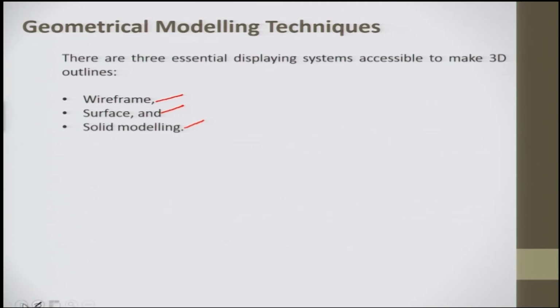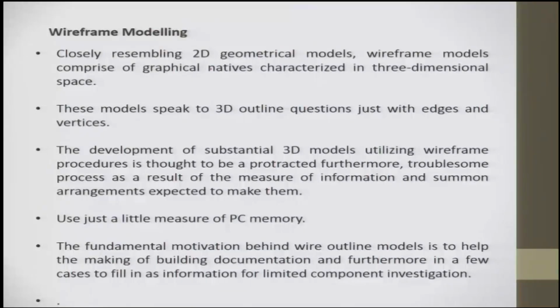So, what are wireframe models? Closely resembling the 2D geometrical models, the wireframe models consist of graphical primitives defined in 3D space. The wireframe is the frame, that is, for example, this pen is there, the frame of this pen would look like made of wires. So, this is wireframe modeling. These models represent 3D design objects with just edges and vertices. The edges can be lines or curves.